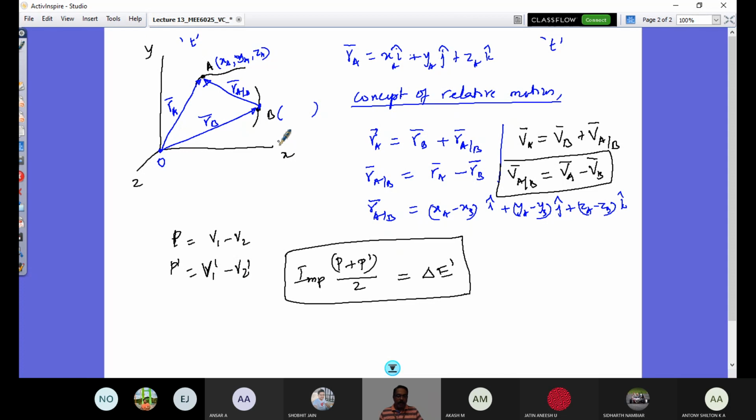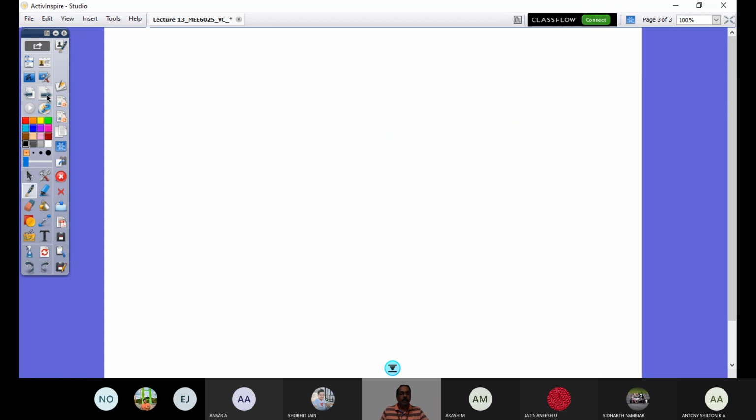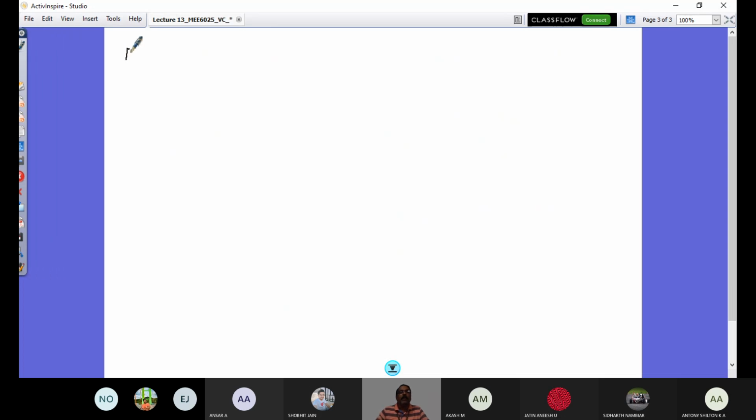And now we will get into our derivation of proving this Kelvin's theorem for dissipated energy, right? So for that, let's look at now relative motion during impact.